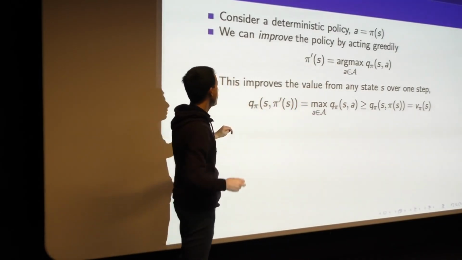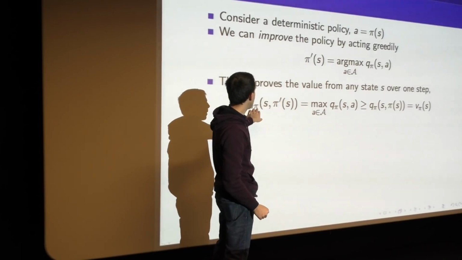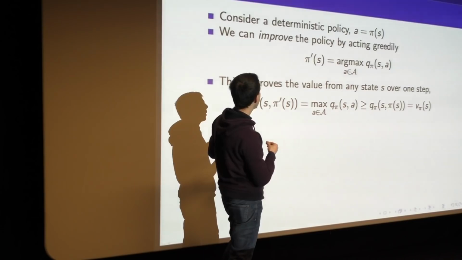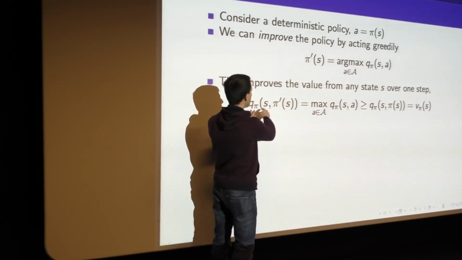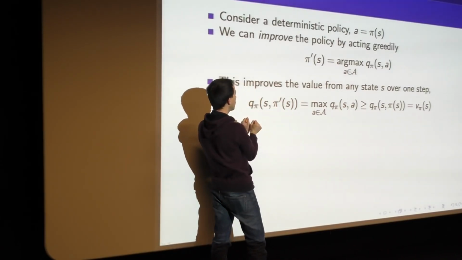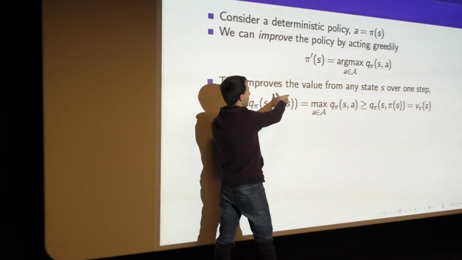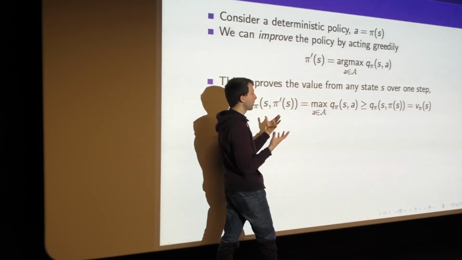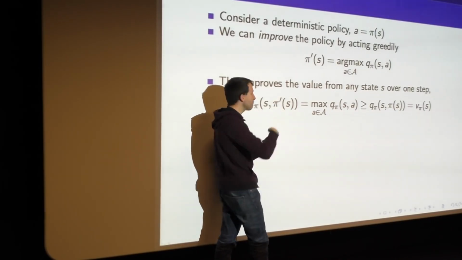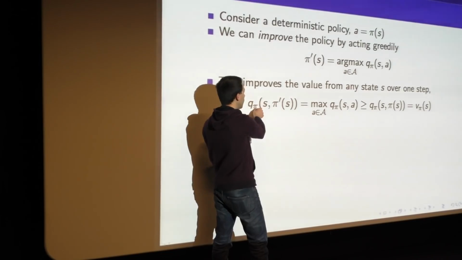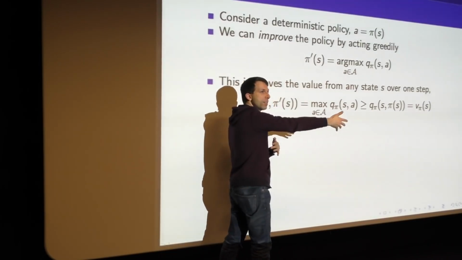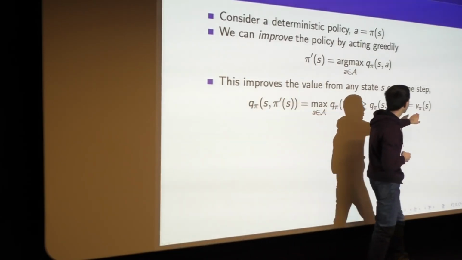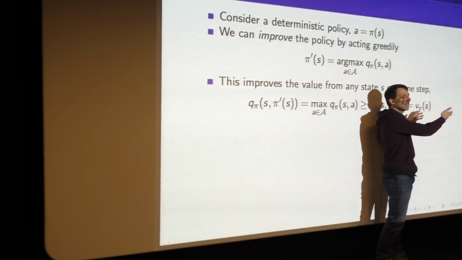And the answer is yes, and the reason is, if we start off with our action value here, what we want to show is that if we were to take our new policy, pi prime, our new greedy policy, and follow it for one step, and then follow pi forever afterwards, that gets more or less value than just following our policy all the way from that state.